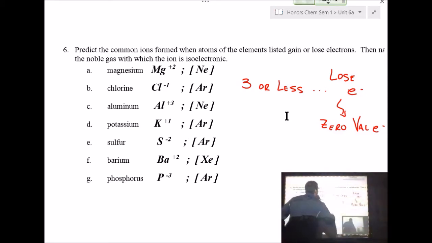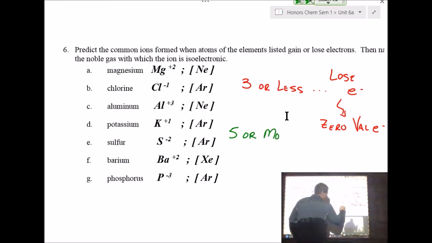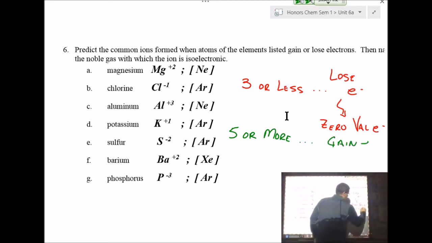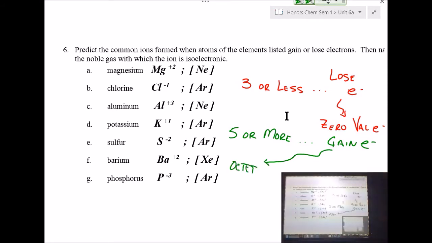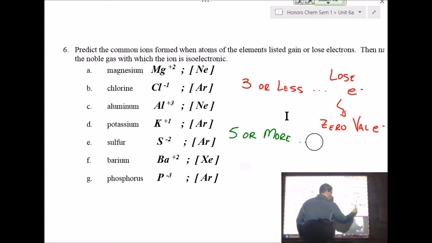If you have 5 or more, again, what are you going to do? You're going to gain electrons until we have how many? 8, or our octet, so to speak. So 8 electrons. Gain to get 8. And that's why we stay away from group 4, because that one can go either way.